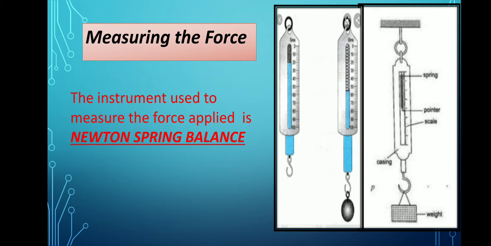In the spring balance, two scales are indicated. One is in Newton, another one is in kilogram. You will learn in grade 10 how to convert kilogram to Newton. For now, you just have an idea about the Newton spring balance.